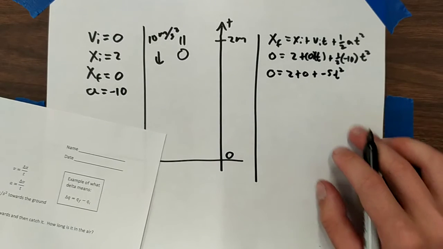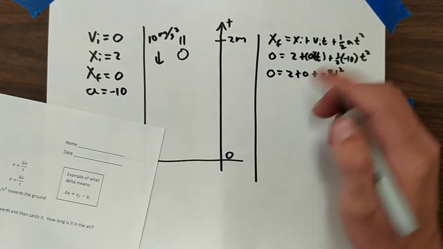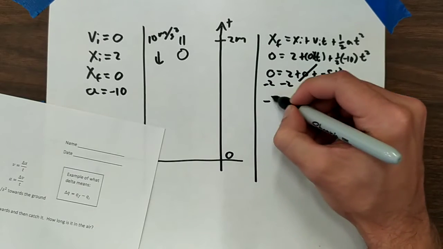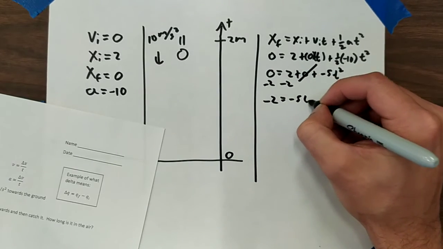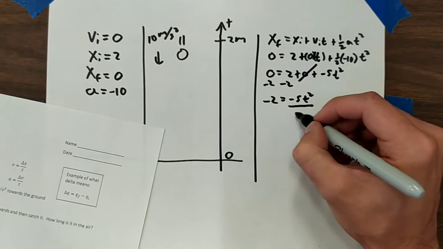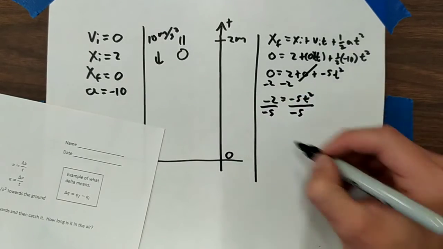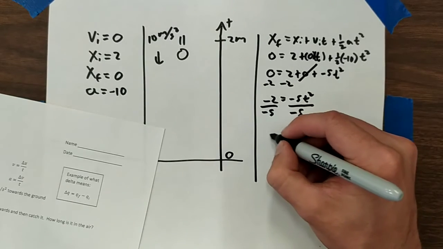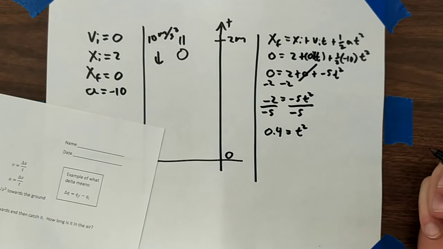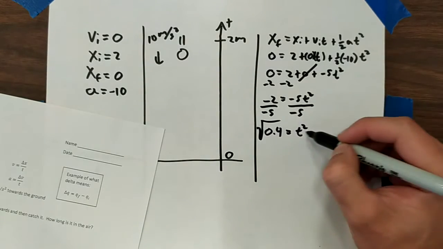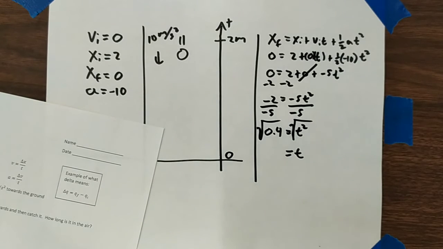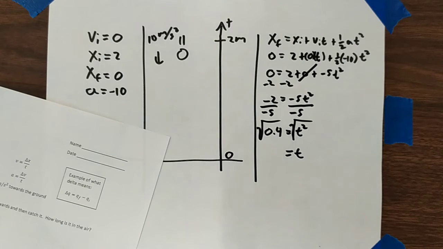Okay, so I'm looking for t by itself, so this 0, we can just get rid of that. I want to move the 2 to the other side, so I'll subtract 2 from both sides. Get -2 is equal to -5 t squared. Then I've got a -5 times t squared, so to get rid of that, I'm going to divide by -5 on both sides. -2 divided by -5, 0.4. That's equal to t squared. So I want to get t by itself, so I'm going to take the square root of both sides. I get t is equal to the square root of 0.4.